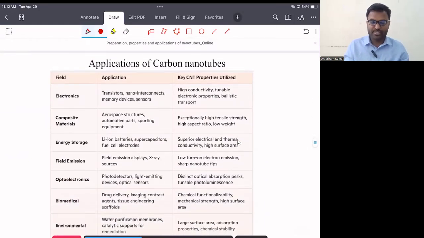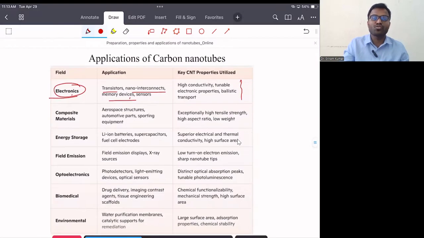So this is a summary of the applications of CNT. We understood the applications in electronics: transistors, nano interconnects, memory devices, and sensors. Here, we look at which properties of CNT are used in electronics applications. This is the field of application, where you can apply it, and which properties of the CNT you can use for that particular application.